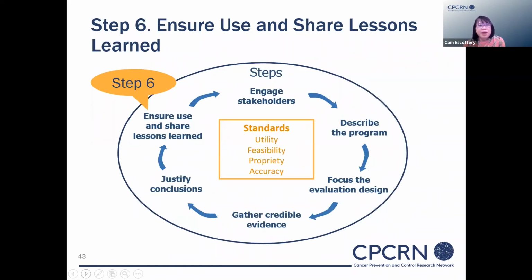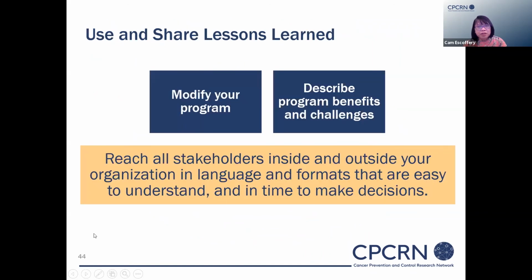So the last step is to ensure use and shared lessons learned. I actually think this step is sometimes overlooked, because we spend so much time in planning and collecting the data that we often also think about ensuring use just with a small number of people. So this evaluation step helps you to think about what you learned so that you can modify or make refinements to your program, your evidence-based interventions.